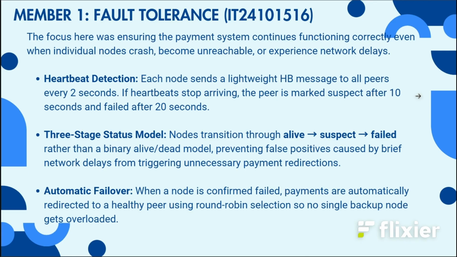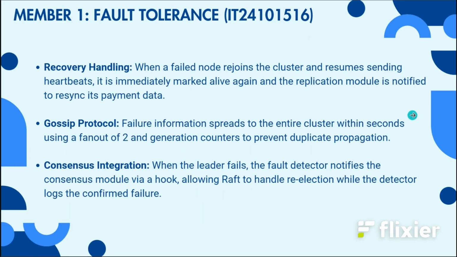Once a node is confirmed as failed, the system applies automatic failover. Requests are redirected to healthy nodes using a round robin strategy, which prevents one backup node from handling all redirected traffic. If the failed node later rejoins and starts sending heartbeats again, it is marked alive immediately, and the replication module is notified so that its payment data can be resynchronized.